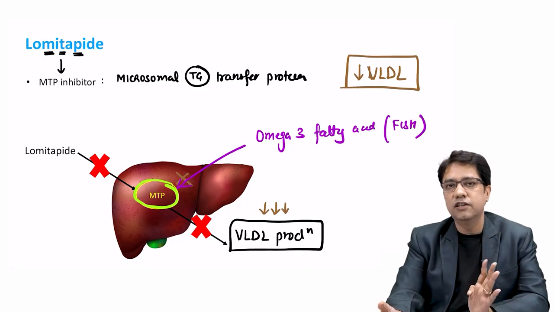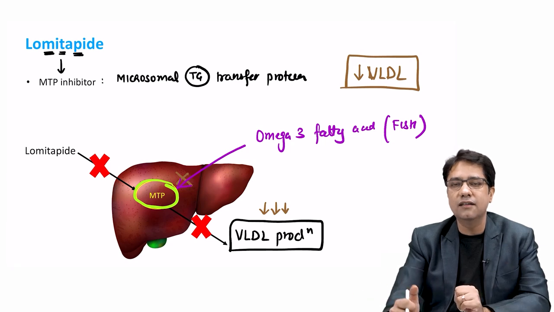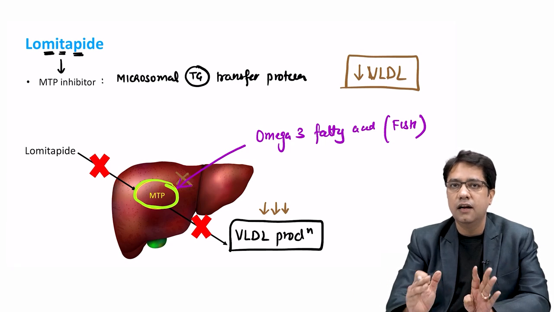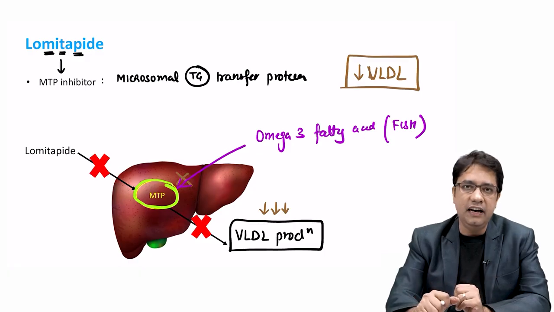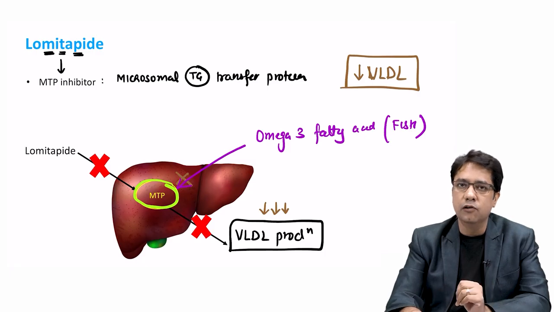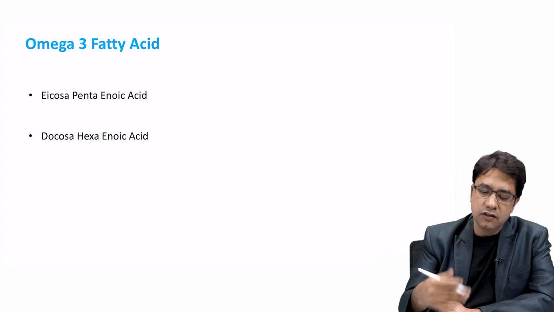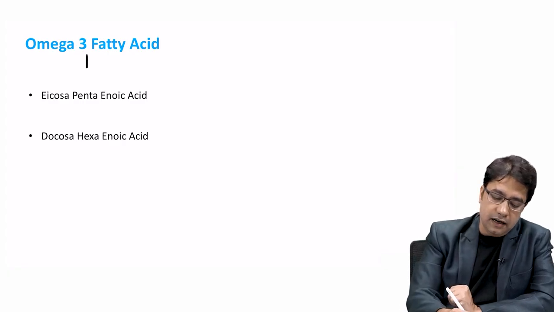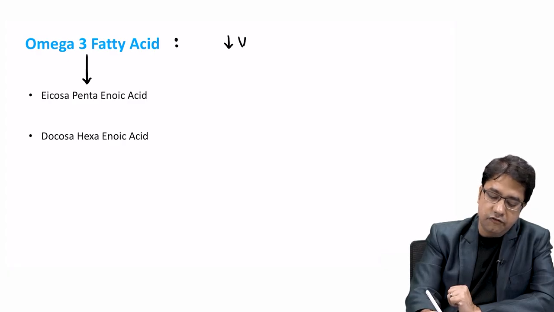That is why eating fish is good for the heart, because omega-3 fatty acid in fish decreases the production of VLDL by inhibiting MTP protein. Lomitapide also inhibits MTP protein. So we have made omega-3 fatty acid as a drug. They also decrease VLDL levels in the blood.